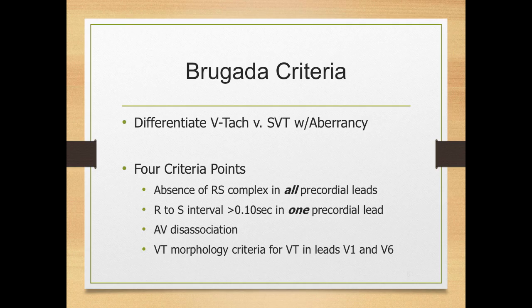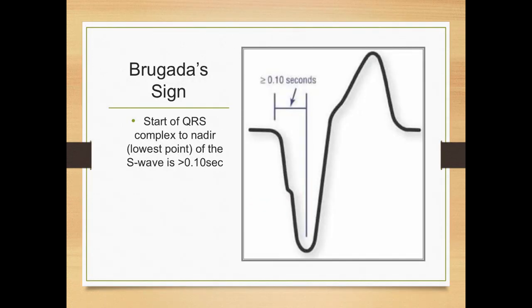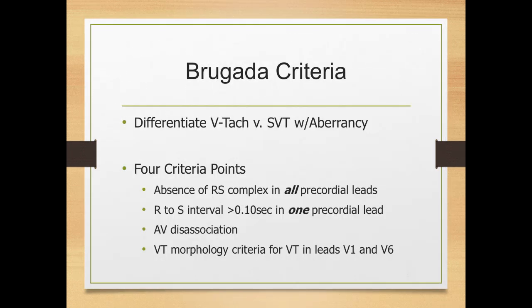We just have concordance. Our second criterion is an R to S interval greater than 0.10 seconds in at least one precordial lead. Well, guess what? That's Brugada's sign. Imagine that Dr. Brugada put Brugada's sign into his own Brugada criteria. So we covered the first two. First criterion, precordial concordance. Second criterion is Brugada's sign, an overly wide QRS complex in at least one precordial lead.